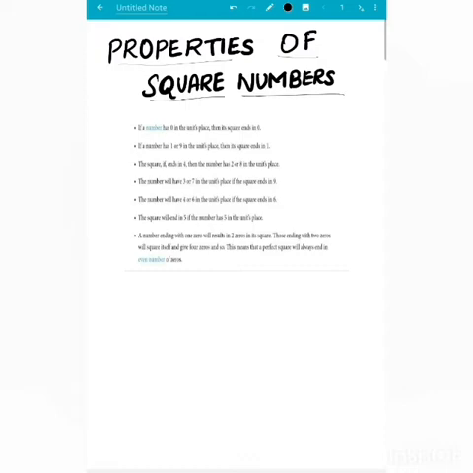Okay. So the first one: if a number has 0 in the units place, then its square ends in 0. What is the meaning of this sentence? Suppose I take 10. 10 tens are, what will we get? 100. So the units place is 0. The square number ends in 0. That is the point. This is the first property.